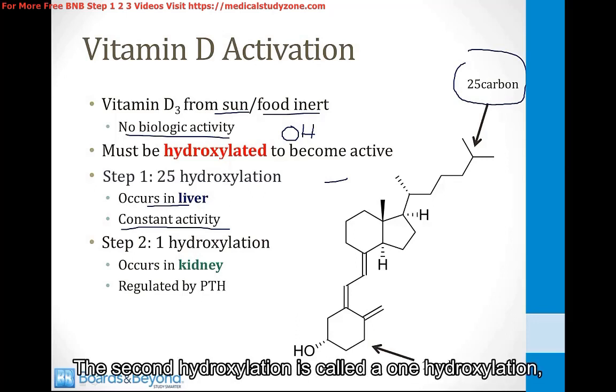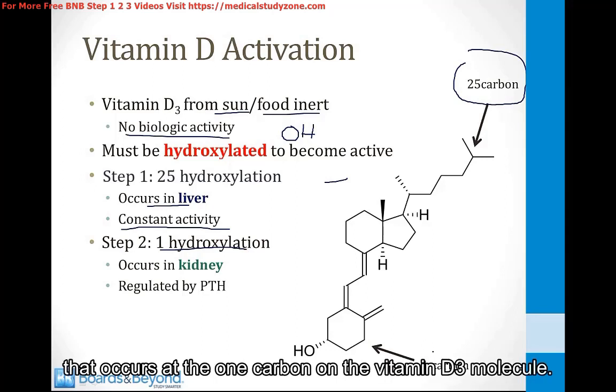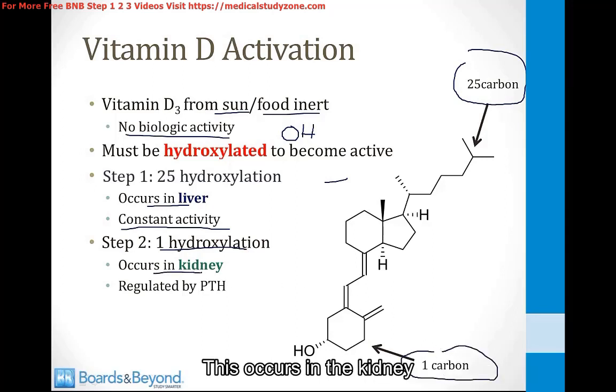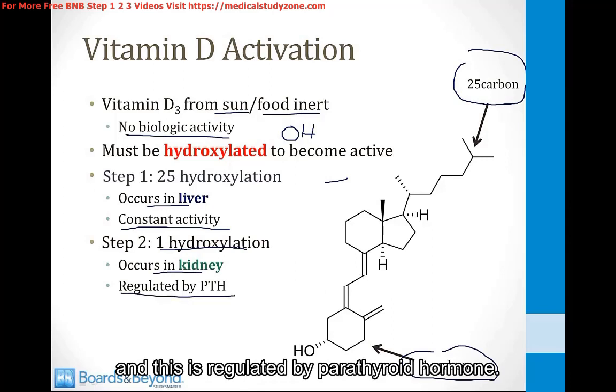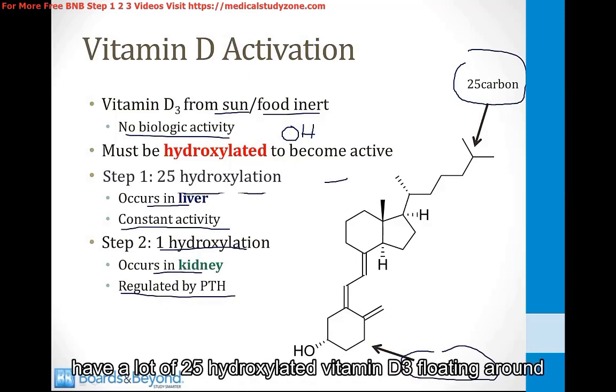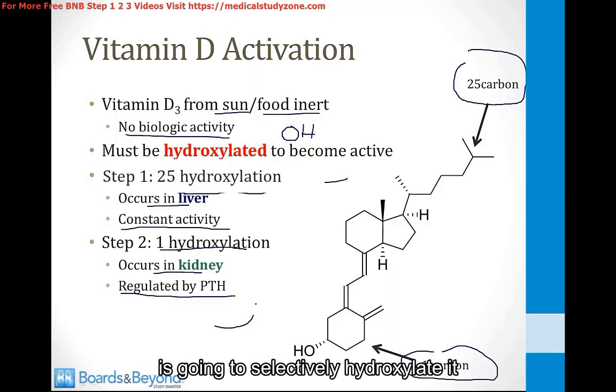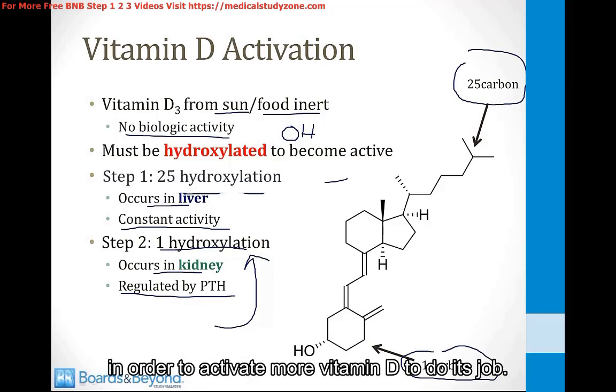The second hydroxylation is called a 1-hydroxylation. That occurs at the 1 carbon on the vitamin D3 molecule. This occurs in the kidney, and this is regulated by parathyroid hormone. What this means is that you're always going to have a lot of 25 hydroxylated vitamin D3 floating around in your body, and the kidney is going to selectively hydroxylate it at the 1 position as it needs to in order to activate more vitamin D to do its job.